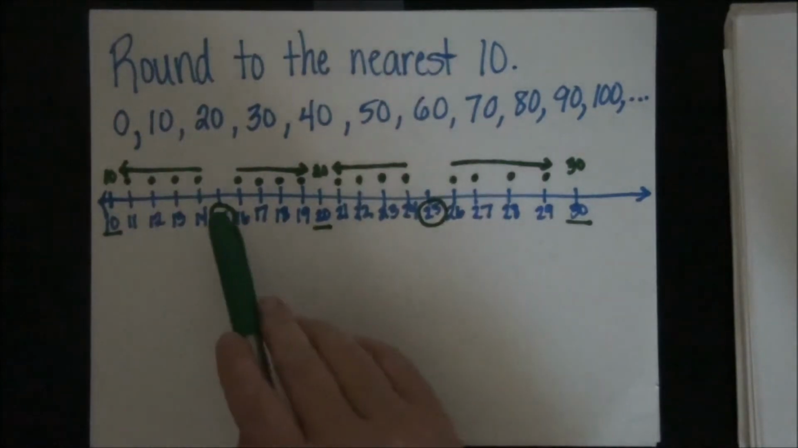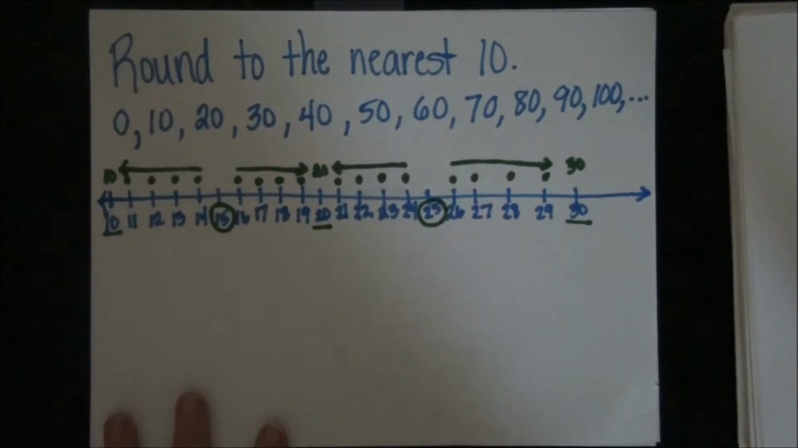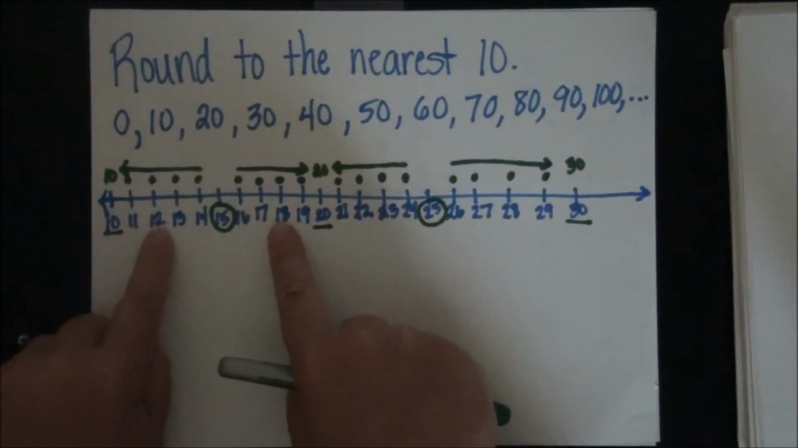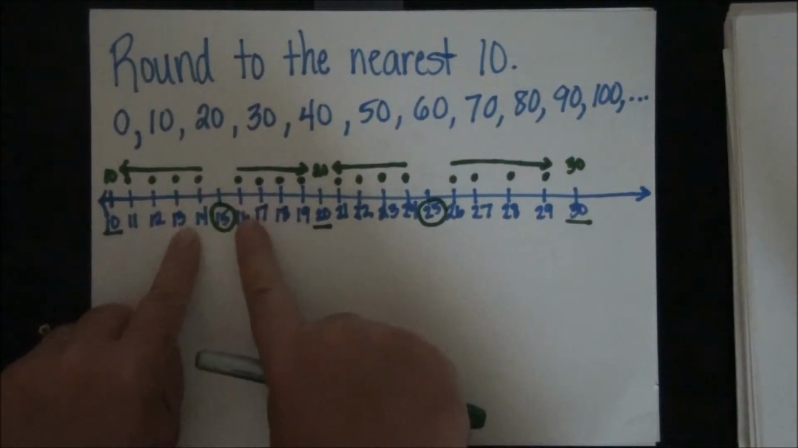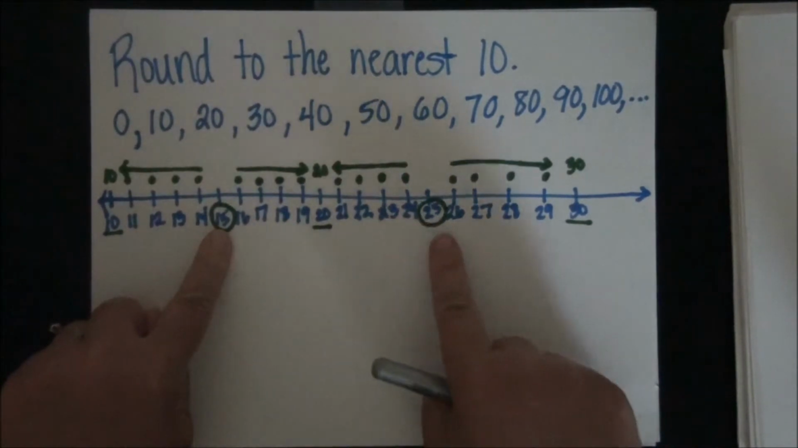Okay, so 15 and 25 are not identified yet. The reason is they're exactly in the middle. If I put my finger on 10 and 20 and I go in a number at a time, these two fingers will come together because 15 is exactly in the middle. 25 is also exactly in the middle.